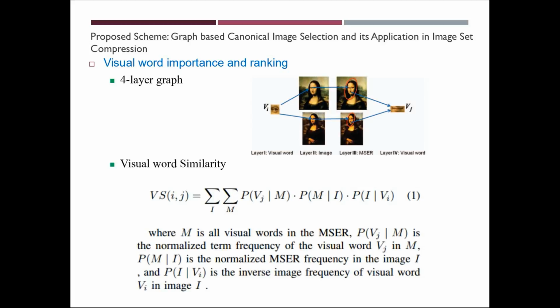Then we can define the visual word similarity in this equation. In this equation, M is all visual words in the MSER, and P(V_j|M) is the normalized term frequency of the visual word V_j in M, and P(M|I) is the normalized MSER frequency in the image I, and P(I|V_i) is the inverse image frequency of the visual word V_i in image I.